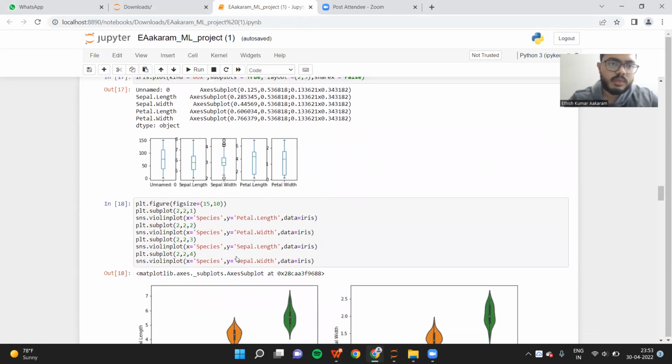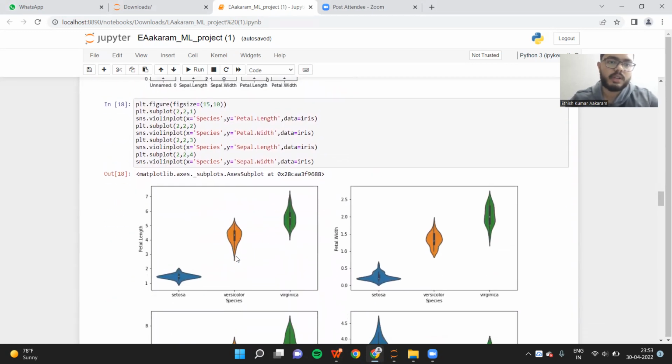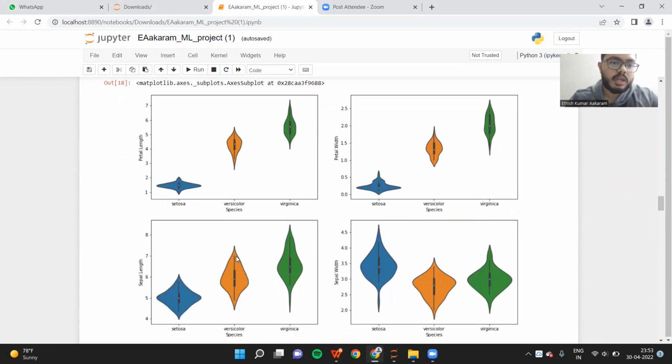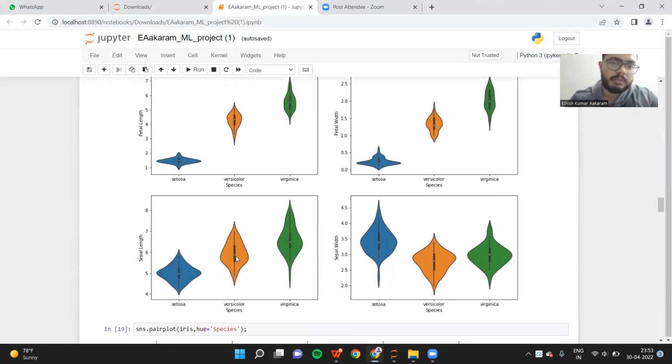And these are just the box plots, and this is the violin plot, which gives us a better understanding of the values. The petal length is greater on the setosa compared to versicolor and virginica. And when you compare it with the sepal length, the sepal length is greater in the virginica and versicolor compared to setosa.